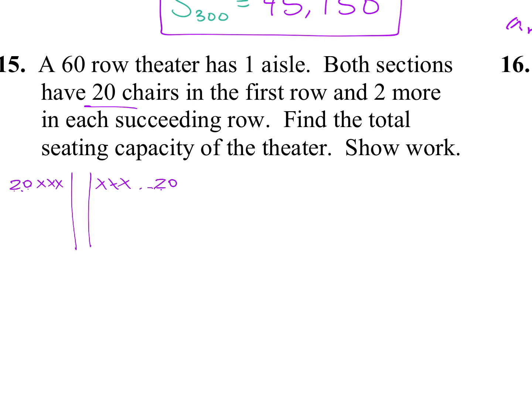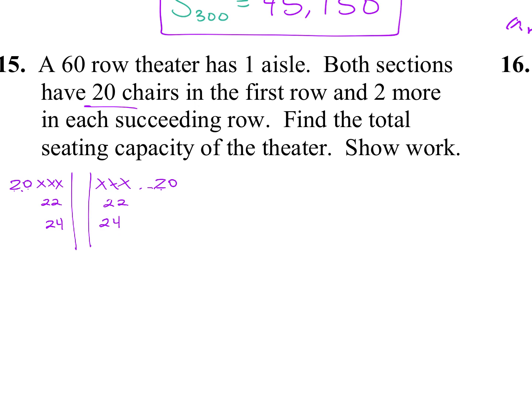So this one's going to have 22 and 22. This one's going to have 24 and 24, right? So each row is growing by 2, okay? So what they're asking you is the total seating capacity of the theater, which is a sum, right? Add up all the seats. So we're eventually going to get to a sum. Let's just start with a general setup, okay? Do you know n? Actually, before we get to n, what's the first term of your series?